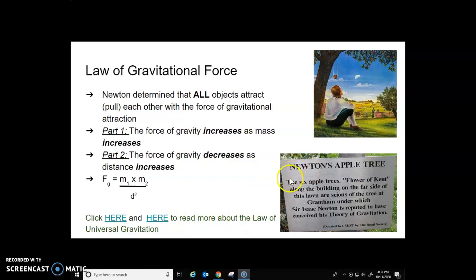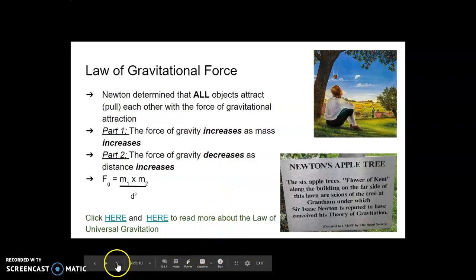So if you are a traveler, I have found this over in England. They have trees that actually are descendants of the tree under which Sir Isaac Newton was reputed or rumored to have conceived his theory of gravitation. So just a little fun fact for you.